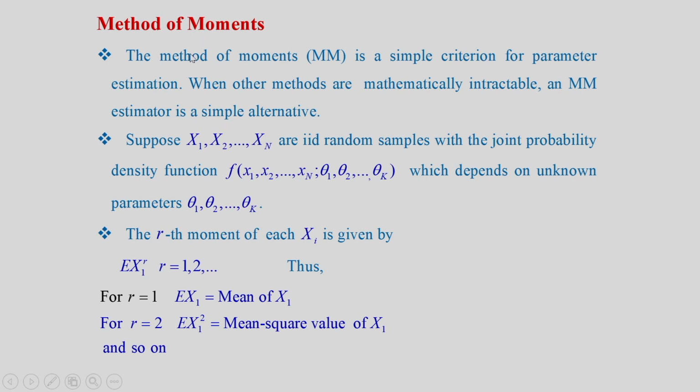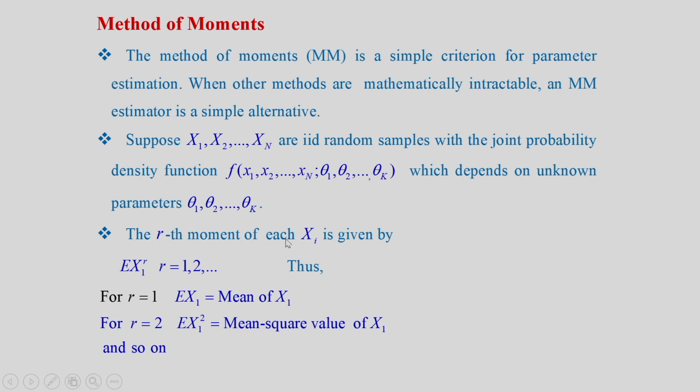First, we will discuss what moments are. Suppose x1, x2 up to xn are IID random samples with the joint probability density function f(x1, x2, up to xn) as a function of theta 1, theta 2 up to theta k. This density function depends on unknown parameters theta 1, theta 2 up to theta k.